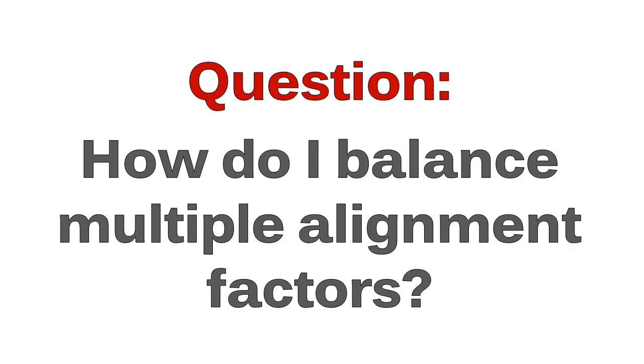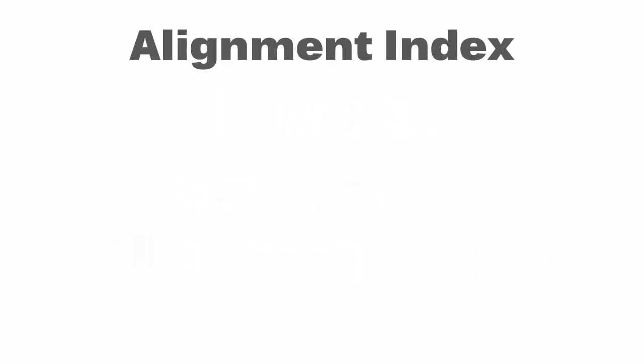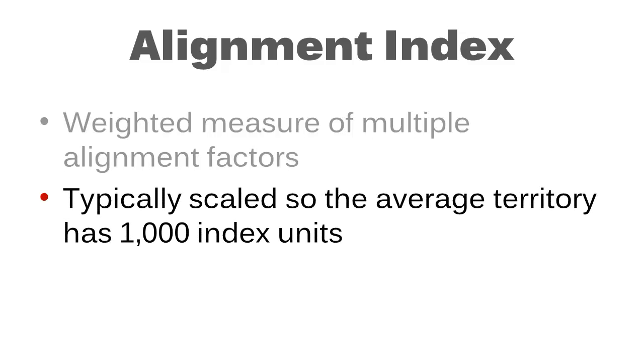So in order to get around this, we would recommend that you create an index. Now, what is an index? An alignment index is a weighted measure of multiple alignment factors. And typically we'd recommend that you scale this so the average territory has 1,000 index units.